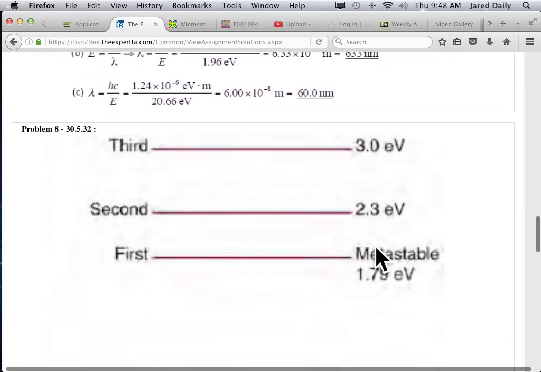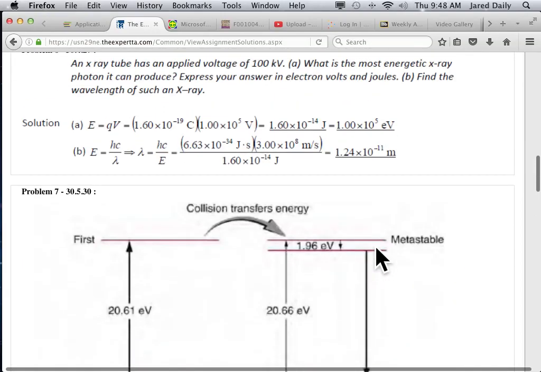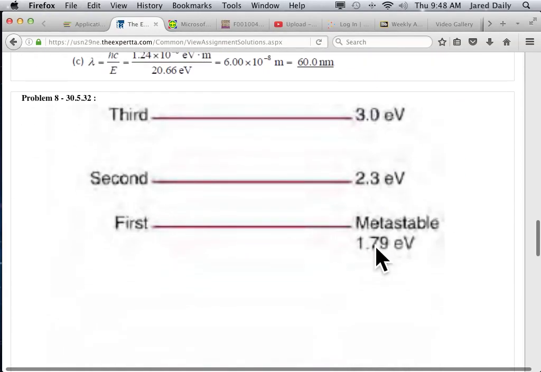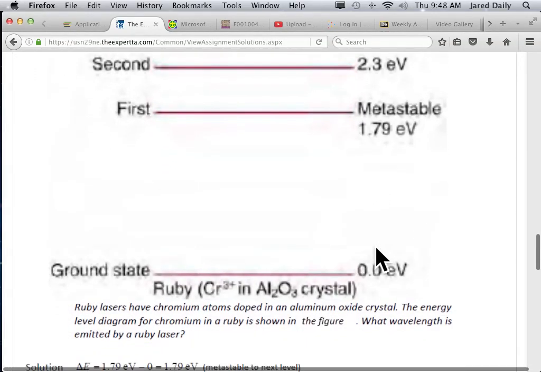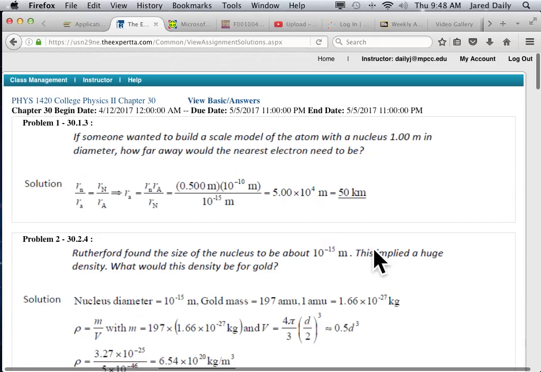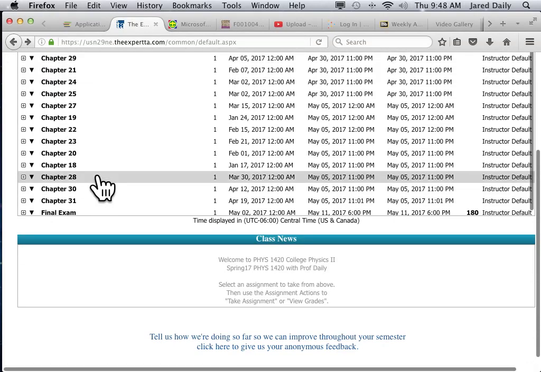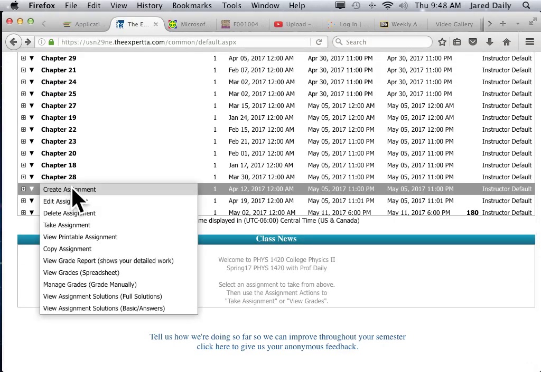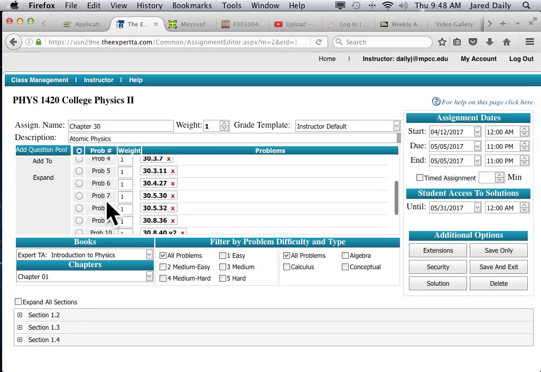I will remove that question from the homework so that you don't get docked for it. What number was that? It's problem 7, chapter 3. Problem 7.